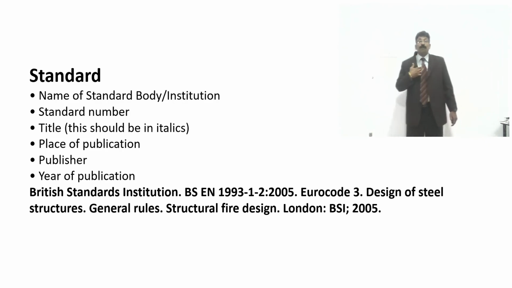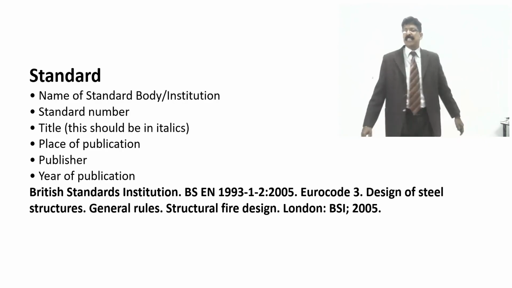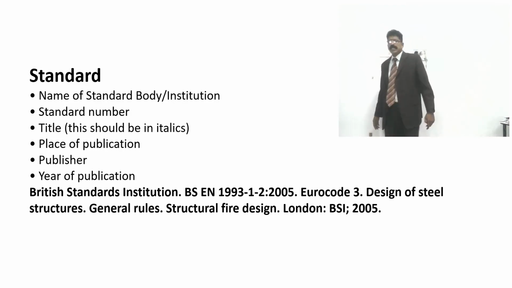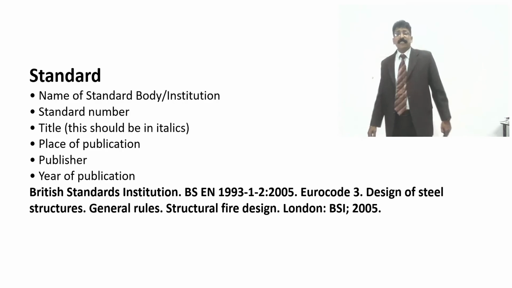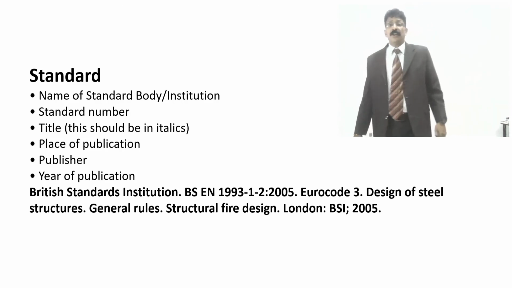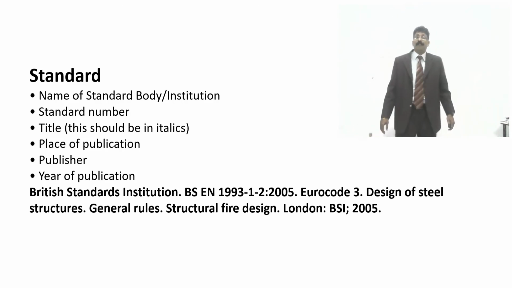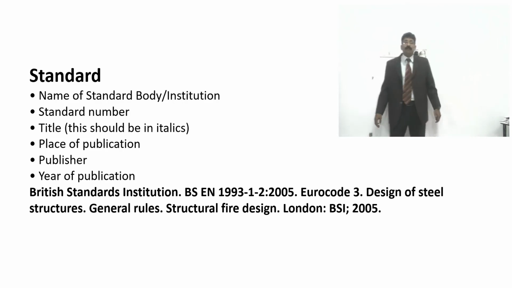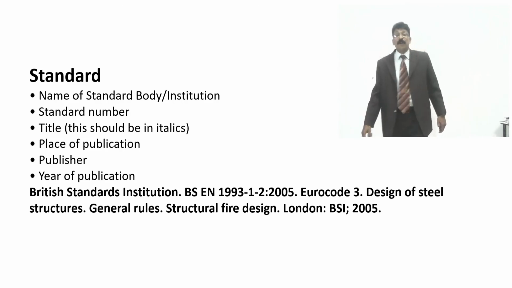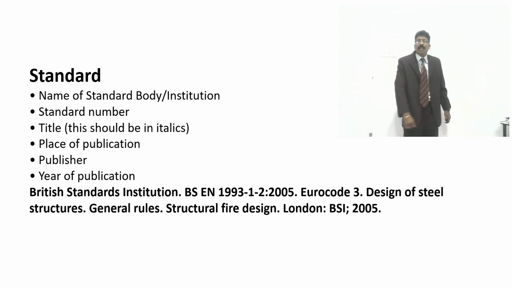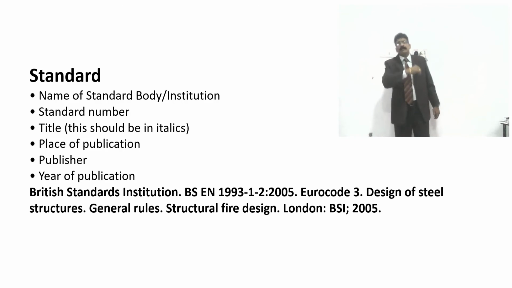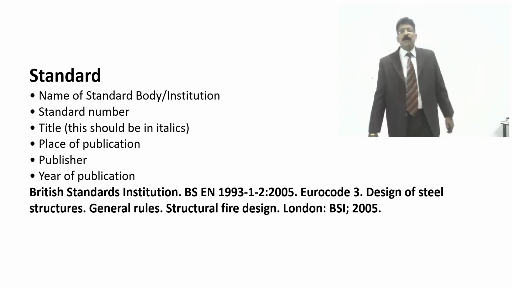You can mention, for example, British Standards Institution, BS EN, and the numbers from 1993 to 2005, and the design and style of structure they have made. This is possible even in pharmacy. Sometimes standards are provided by the country, or sometimes by the pharmacopoeial organization, so that we can make standards.